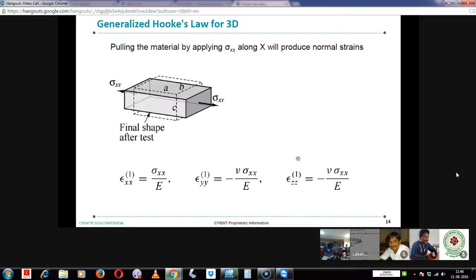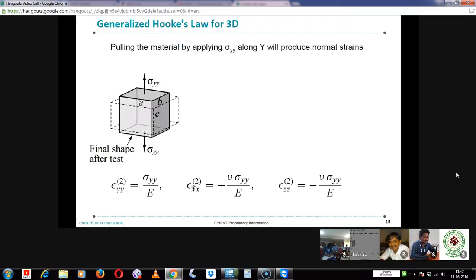Similarly, when you pull the material along the y direction, there will be strain developed along the y direction due to sigma yy. Similarly, there will be strain developed in the x direction due to Poisson's ratio. Similarly, there is strain developed in the z direction due to Poisson's ratio.